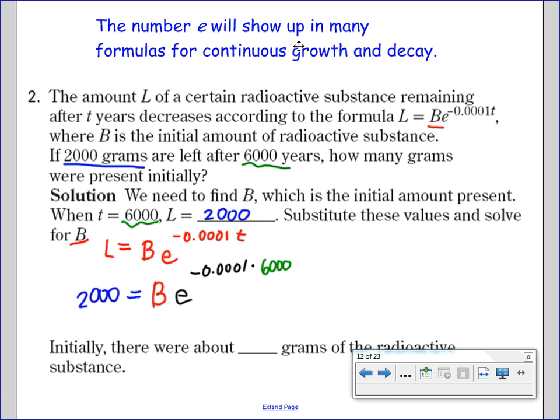All right. So if we try to solve for B, remember e is just a number. What operation is going on between B and that exponential on the right? Well, right here, there's an invisible multiplication. So I could undo that multiplication by division and solve for B in one fell swoop. I'm going to divide both sides by e to the negative 0.0001 times 6,000. And that'll get B alone. So I'm going to take my 2,000 and divide it by e to the negative 0.0001 times 6,000, and see what we get.